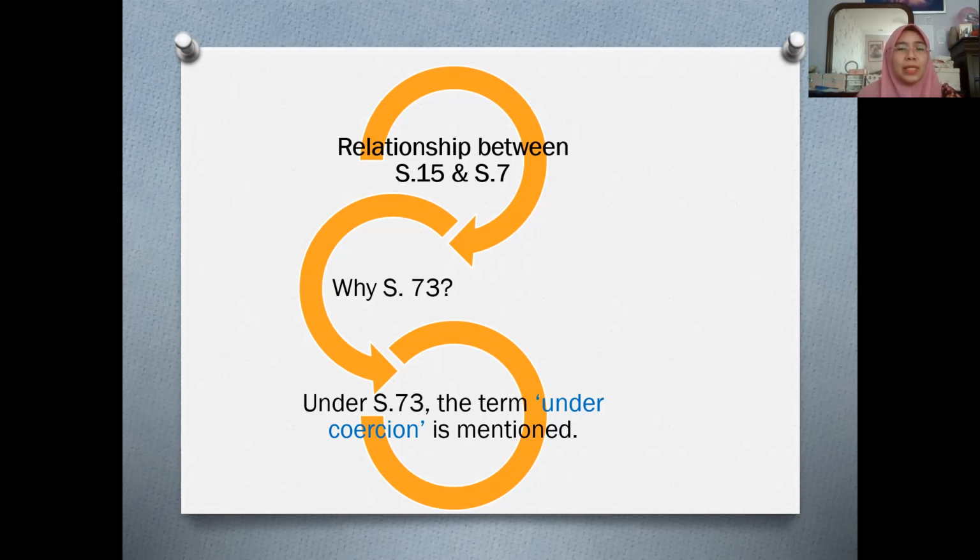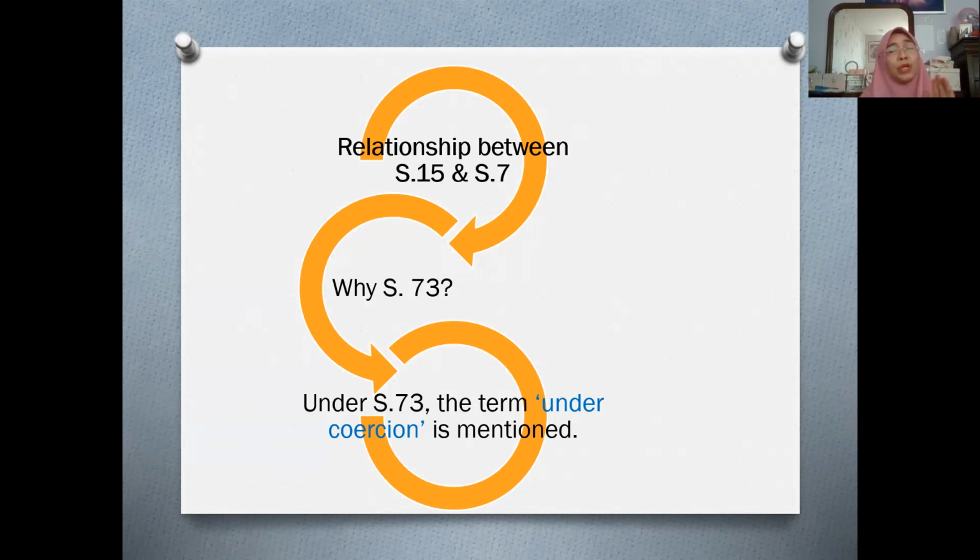We are going to discuss section 73, and the relationship between section 15 and section 73. Why, in the first place, do we need to discuss section 73? Because if you read the provision of section 73, you can see the term "under coercion" is mentioned in that particular section. But the question is whether the word coercion in section 73 has a similar meaning to the scope of section 15.